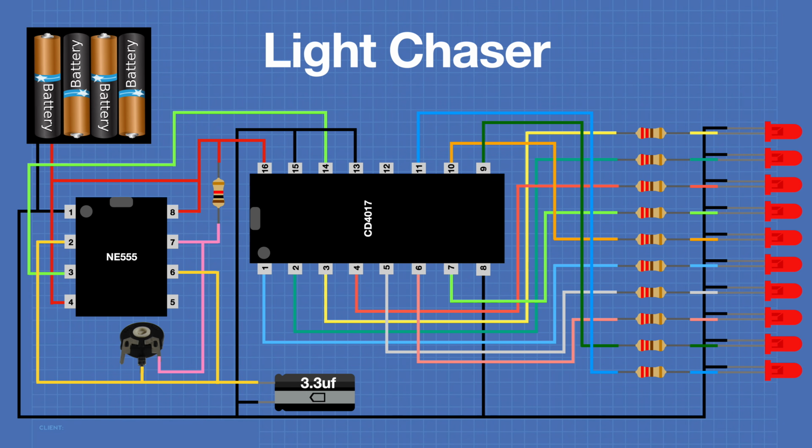Now here's the schematic for a light chaser, and while it might appear to be a bit overwhelming, most of that is because of all the connections out to the LEDs, and I'll show you in a moment how we can simplify those connections. Before I do, let's just focus on the 555 timer.